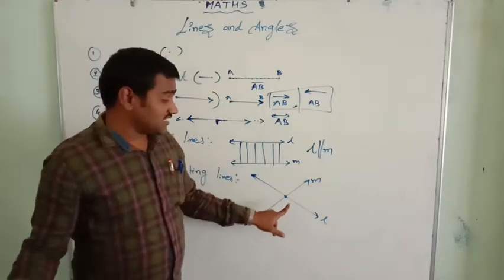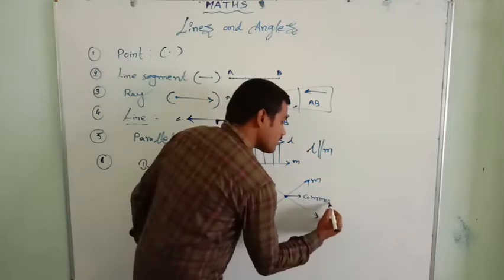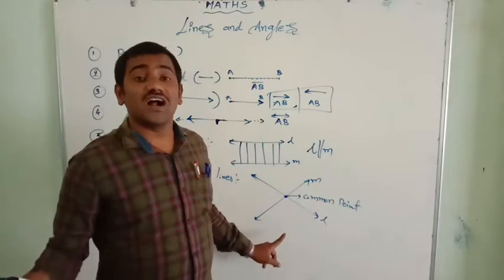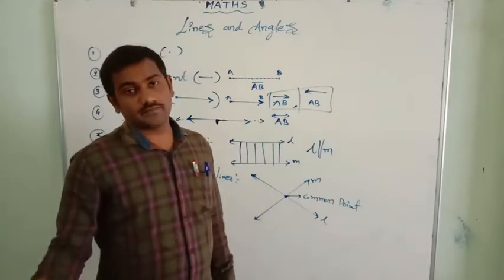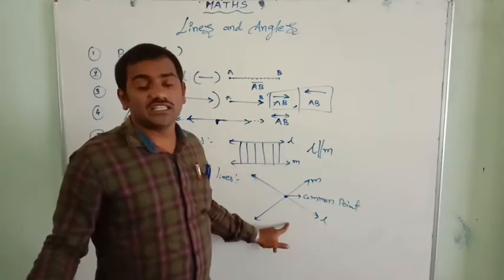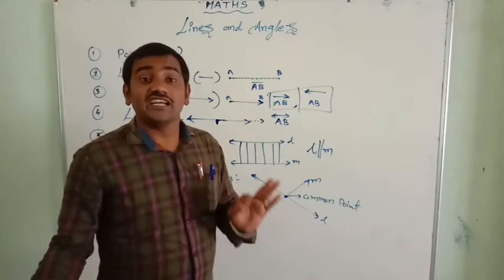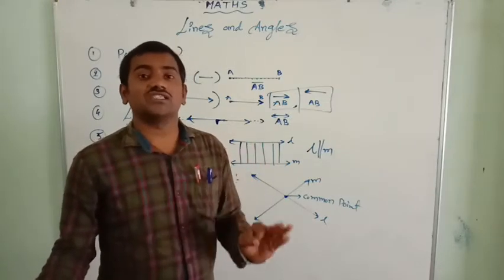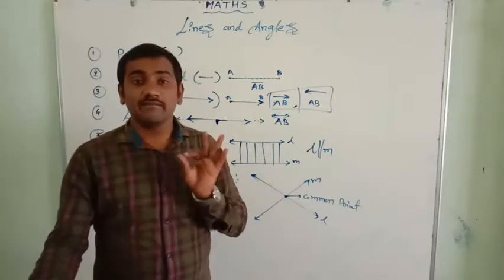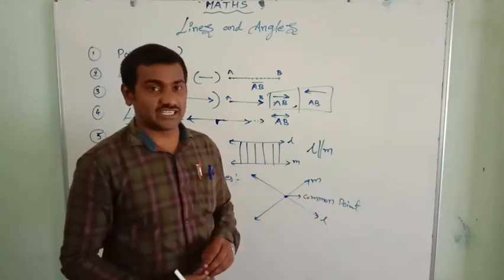So these two lines have a common point, hence these two lines are called intersecting lines. These two lines are parallel lines. Here these two lines are intersecting lines. If two lines have a common point, then the lines are called intersecting lines. I hope you understand the difference between parallel lines and intersecting lines.